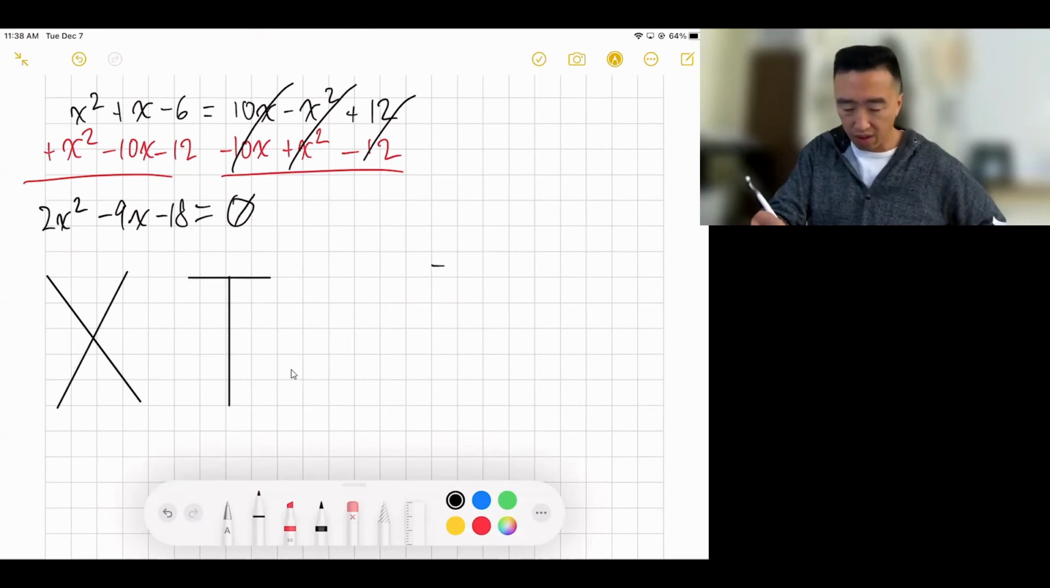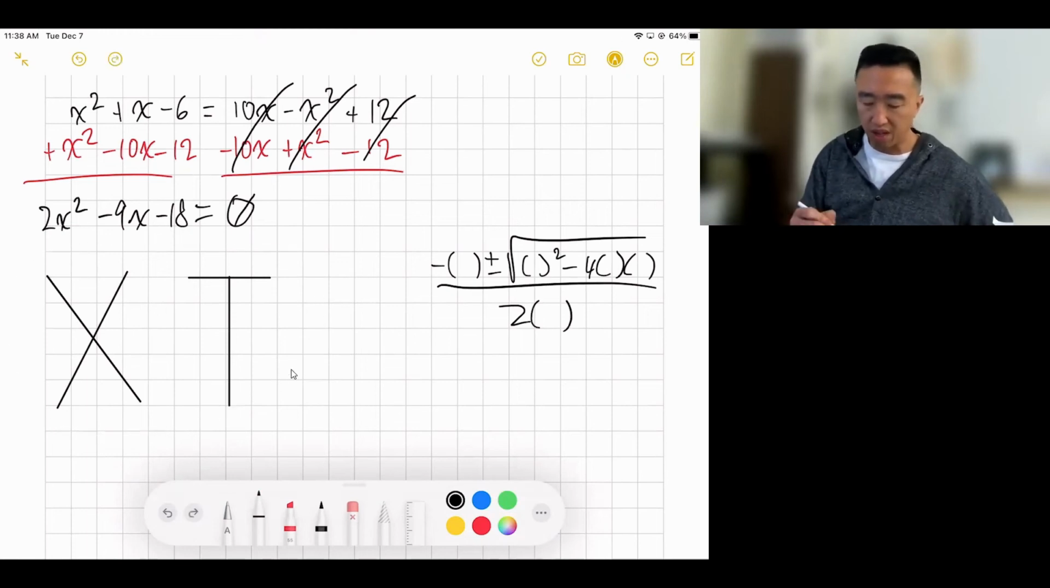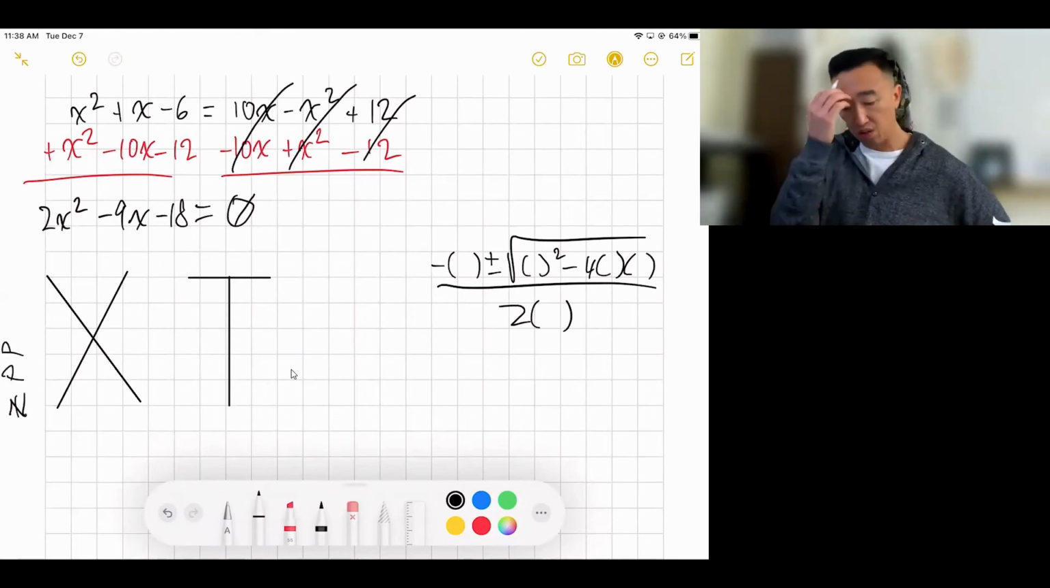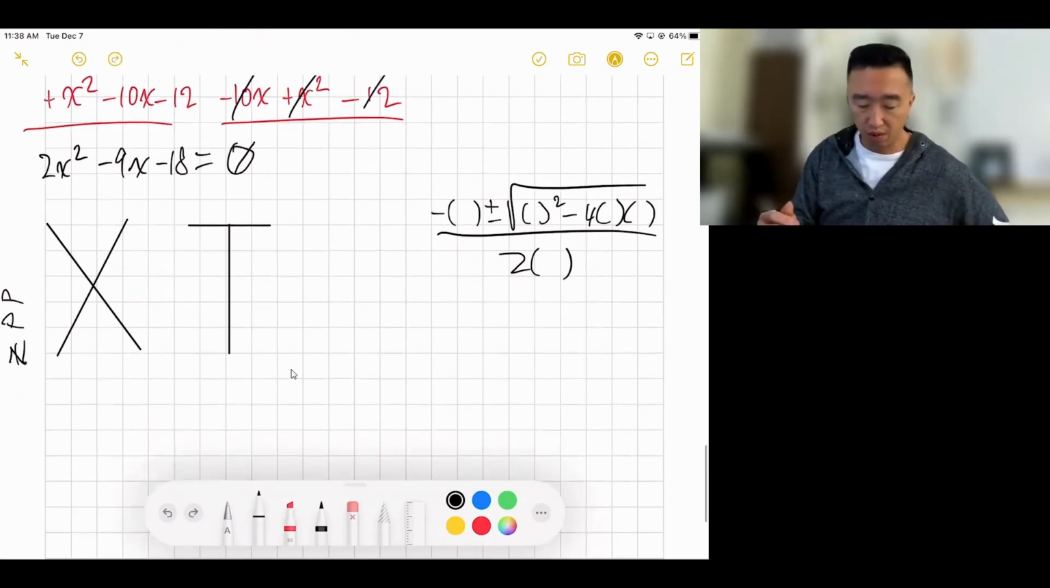You could do negative b plus or minus square root of b squared minus 4ac all over 2a. Whatever you're more comfortable with, you do. Okay, I'm gonna use a factoring method and the ZPP, the zero product property. I'm gonna use that method, but you could totally use the quadratic formula.